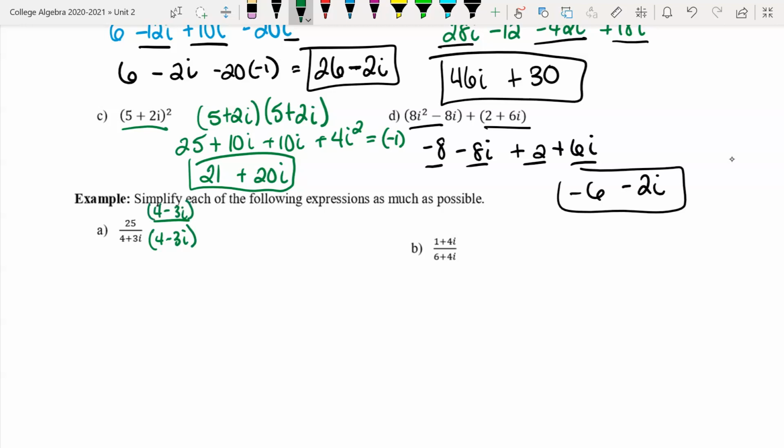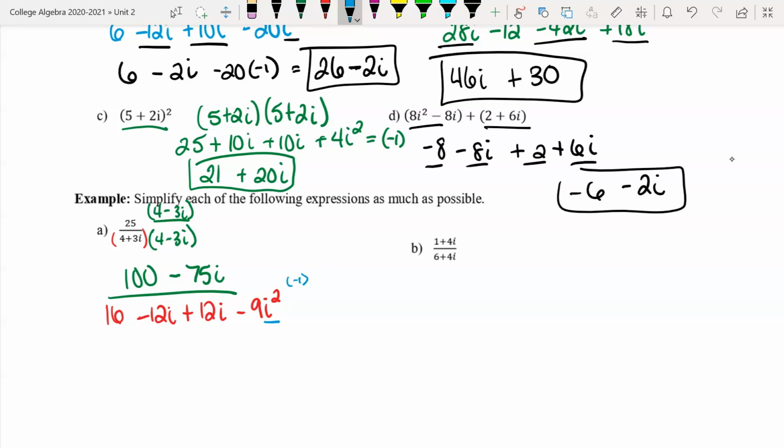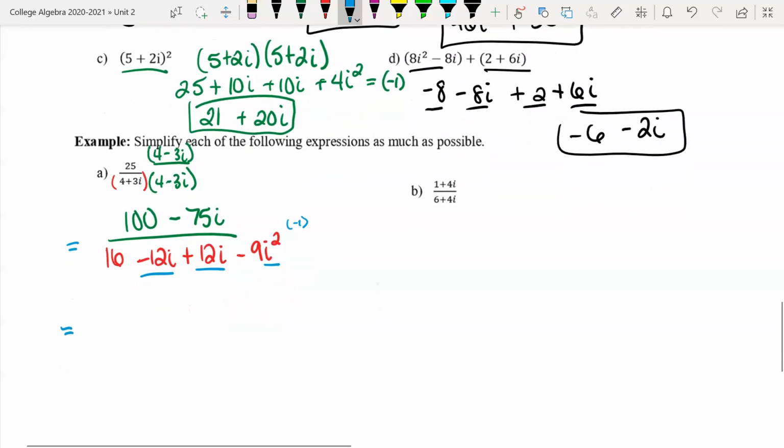So on top, I'm going to distribute 25 times 4 to get 100 minus 75i. On bottom, you have to FOIL. So I get 16 minus 12i plus 12i minus 9i squared. And the reason why we do this is because i squared is going to become negative 1. So this becomes plus 9. And your negative 12i and your positive 12i are going to cancel. So now I have no imaginary numbers on bottom, which is what my goal is.